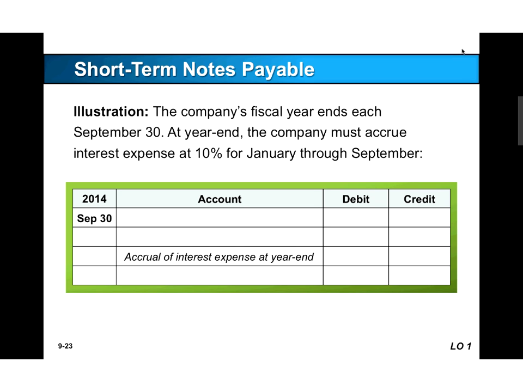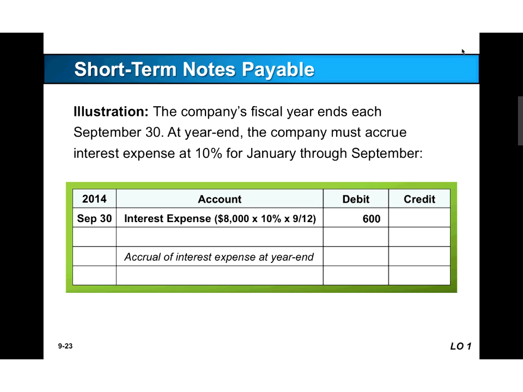So here's continuing that same example. The company's fiscal year ends September 30th. So on September 30th, the company needs to accrue interest expense for the period of time when they took the note out. They took the note out January 1st, so from January 1st to September 30th they need to accrue interest. This is an accrual entry like we would have done in Chapter 3.